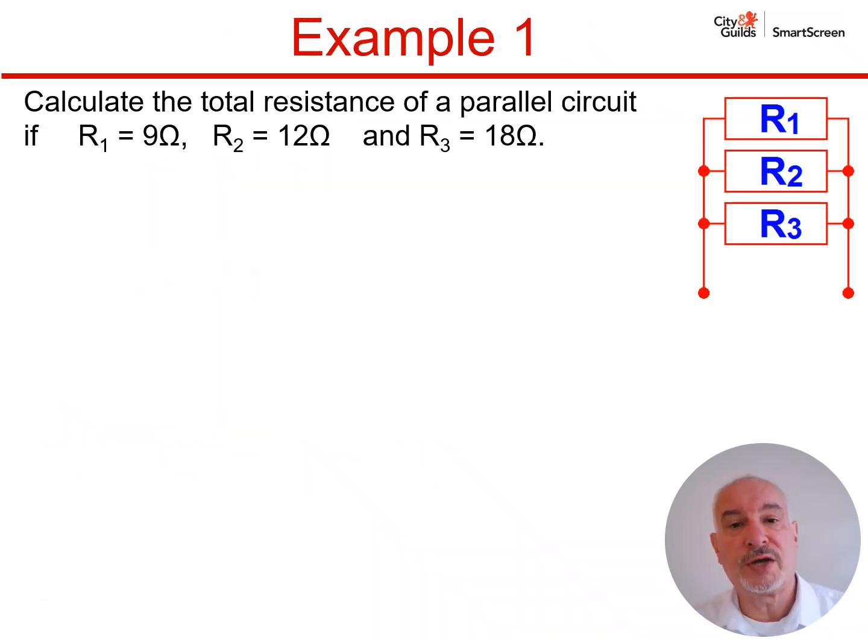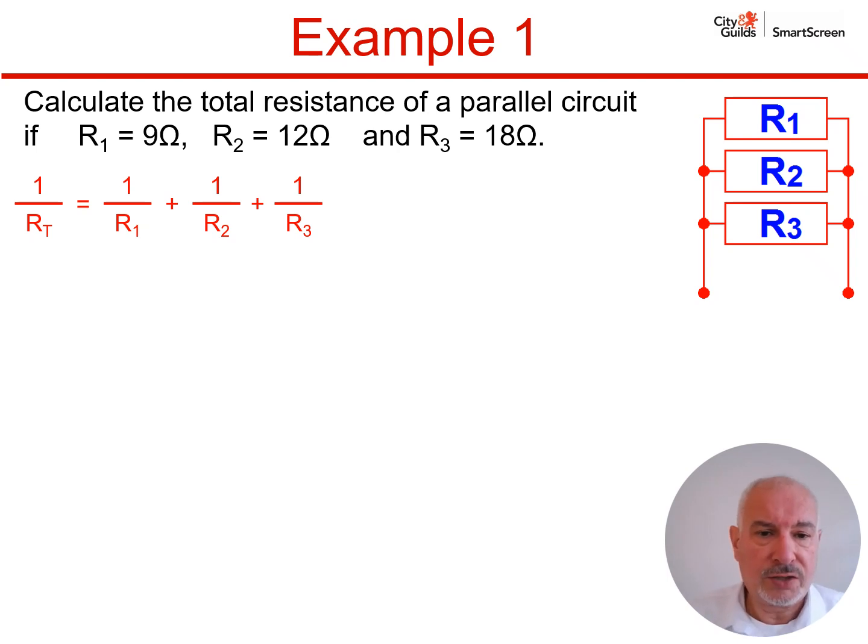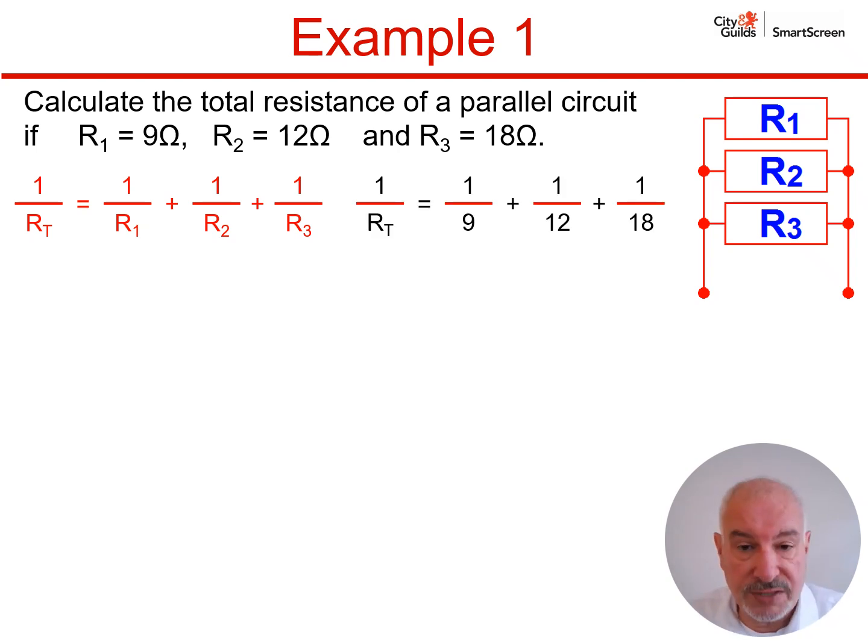So let's work through an example. Here we have three values now for our resistors: 9 ohms, 12 ohms and 18 ohms. So first step, write your formula down, and that is again 1 over RT equals 1 over R1 plus 1 over R2 plus 1 over R3. Second stage is to write the numbers in. So we write the formula again, but this time we write 1 over RT equals 1 over 9 plus 1 over 12 plus 1 over 18.